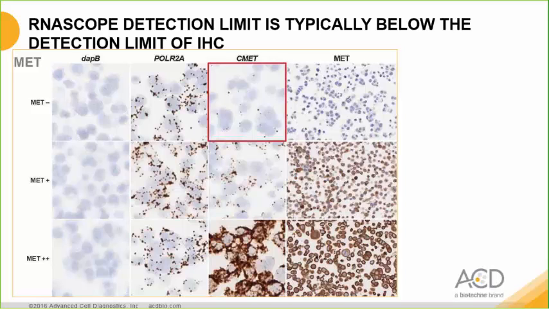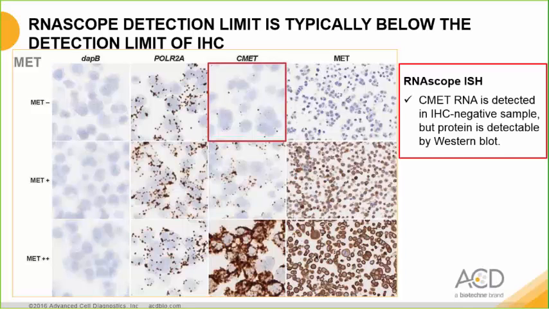However, cMET RNA is detected with RNAscope, and protein was detectable by Western blot. Could the RNAscope cMET signals be background noise rather than true signal? Well, re-examining the negative DapB control stain slide here in this field that has no staining whatsoever reassures you that the signal in the cMET stain slide is real. And RNAscope technology was able to pick up low-level expression that IHC was unable to.